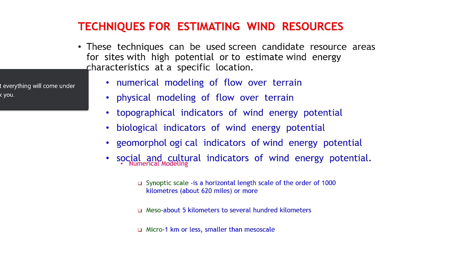Then we come to mesoscale. This is the wind pattern within, say, 5 kilometers or several hundred kilometers, within your Tamil Nadu state, within a Madurai district, and so on. Then micro is 1 kilometer or less. That is very close. We will use, for wind resource analysis, mesoscale and microscale. We may derive long-term parameters from synoptic scale. That is meteorological weather models, global weather models.